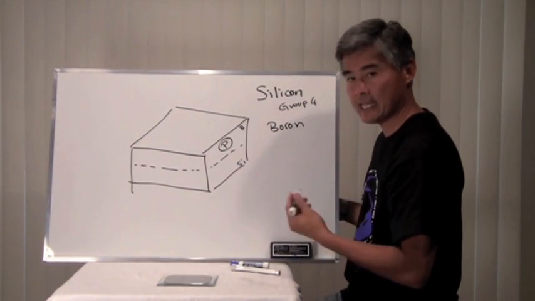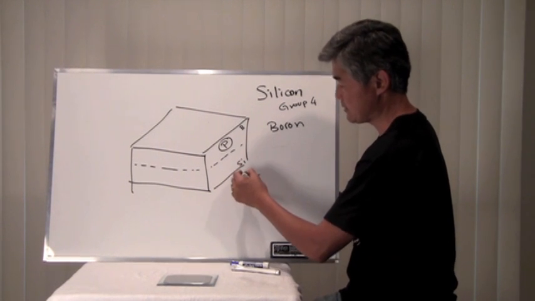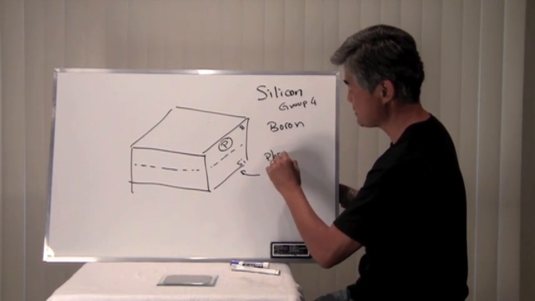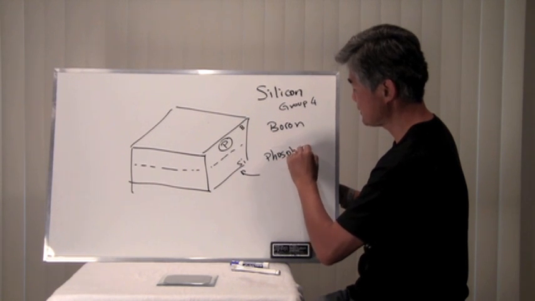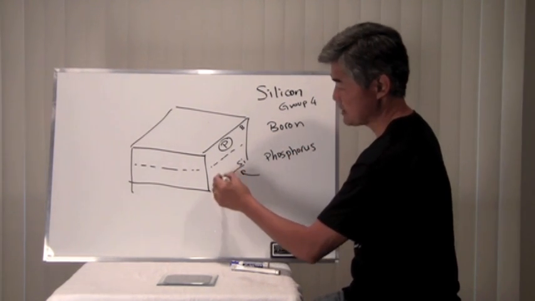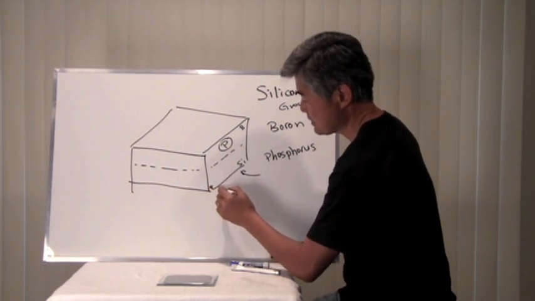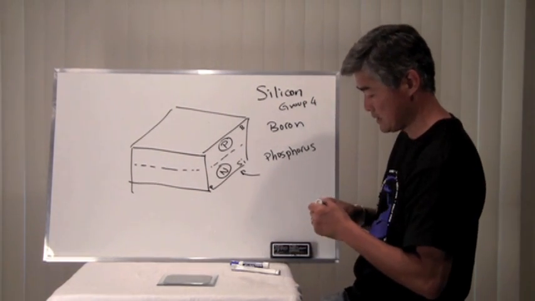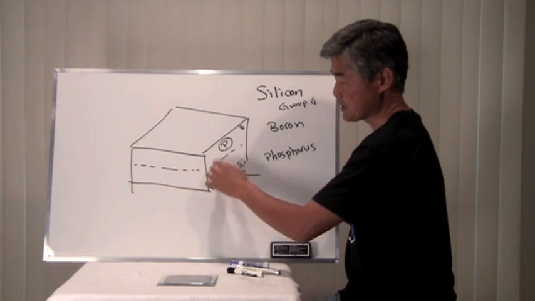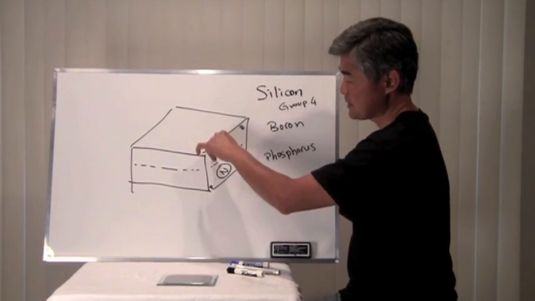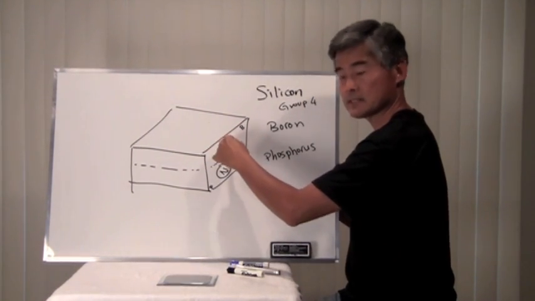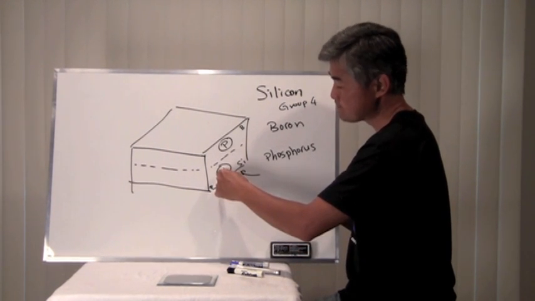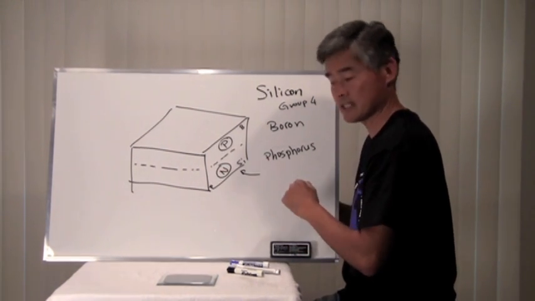Now on the N side, we would put in a group 5, let's say phosphorus. If we put phosphorus in here, then it becomes an N-type. So silicon is group 4 as the base material. You put in group 3, it becomes positive. Put in a dopant of phosphorus, group 5, then it becomes an N-type.